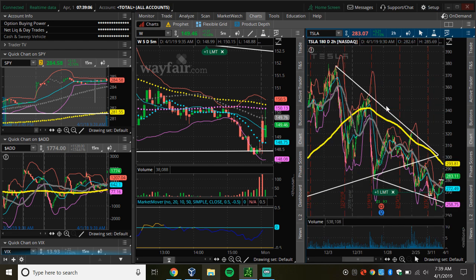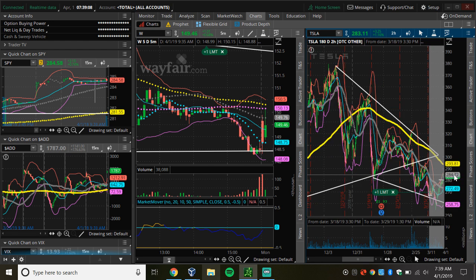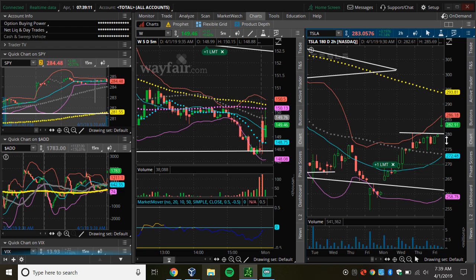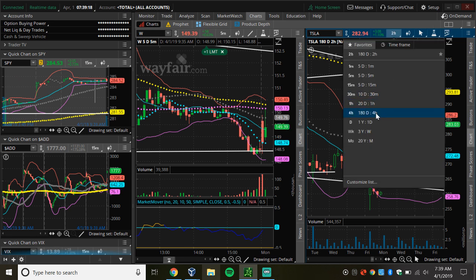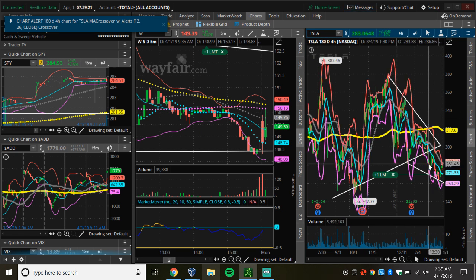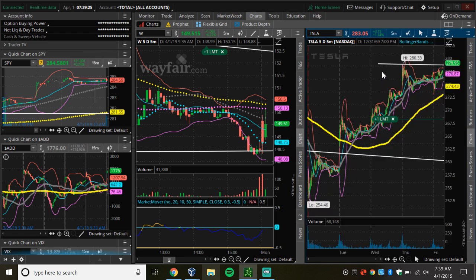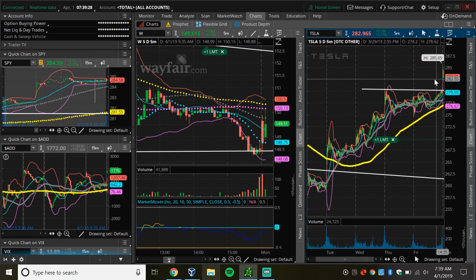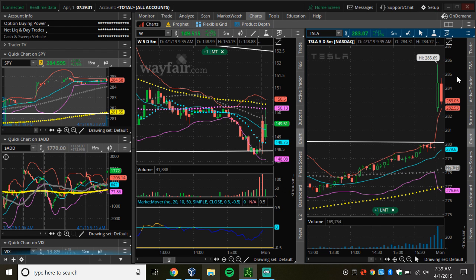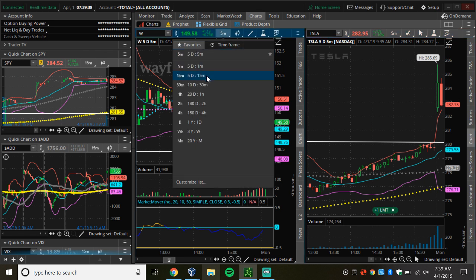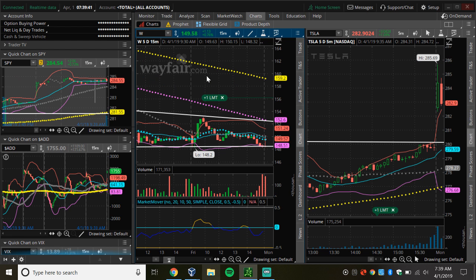It's pretty overextended, so you may get a better entry point if you want to go long. We gapped up huge above this range from last week, that 280 range, and we'll see if that can hold. And there goes Tesla, 282. Looking a little weak still. And the advanced decline is dropping a good amount.